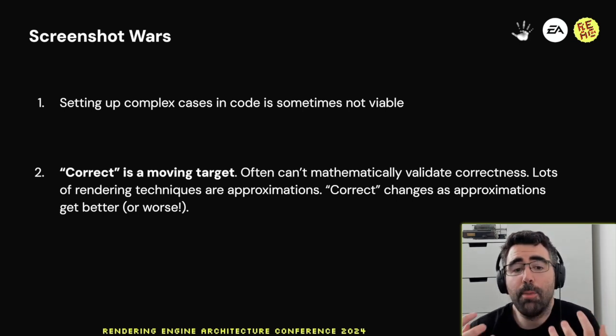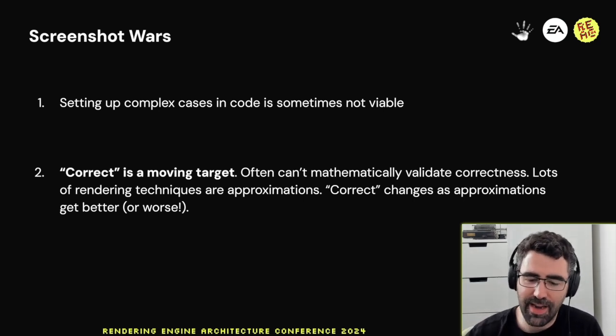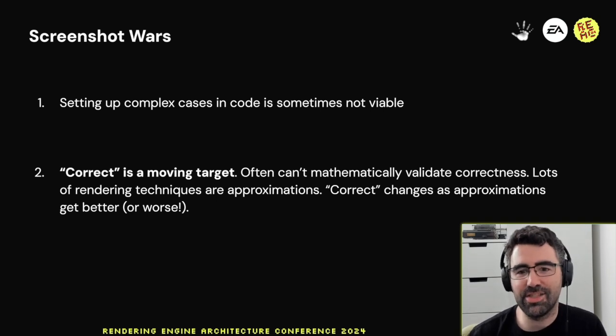First, it's like setting up complex cases in code. Sometimes it's just not viable. If you want to test the interaction of multiple complex systems, you have cascaded shadow maps falling on strand hair, and the thing is motion blurred, and it just gets too complicated to test in a very isolated way.